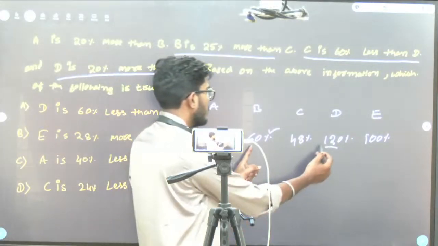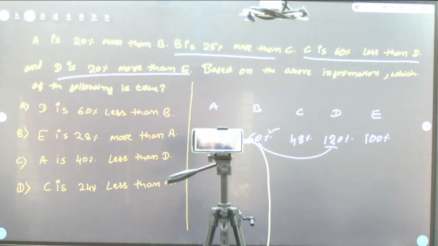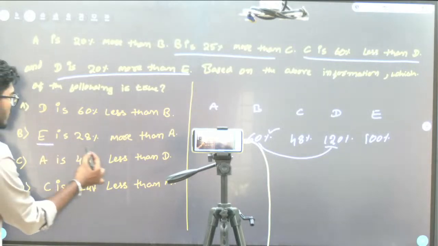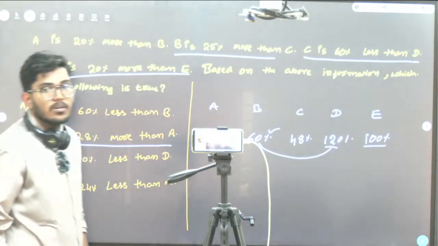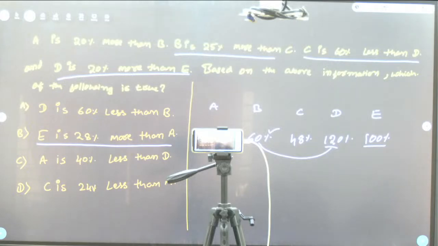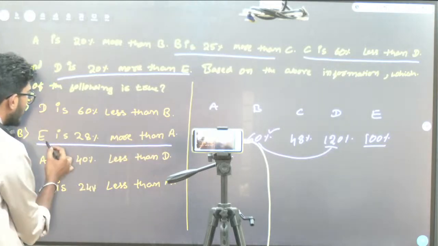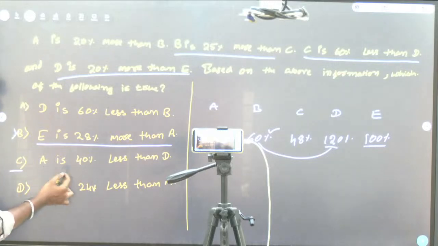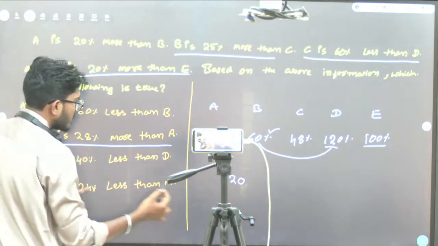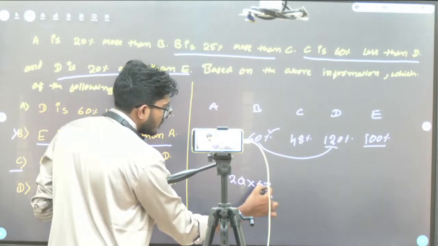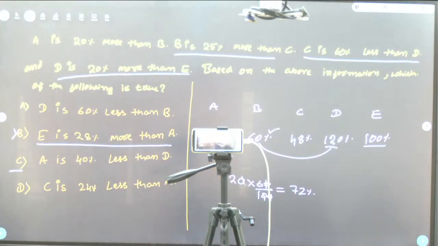D is 60% less than B. D is 120 and B is 60, so this is not correct. Next, E is 28% more than A; this condition is also not true. Next, A is 40% less than D. D is 120, and 40% less means 72. So option C is correct: A is 40% less than D.